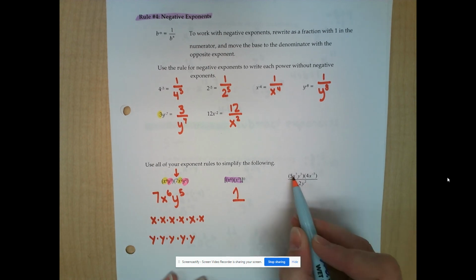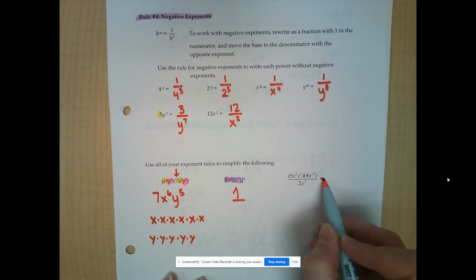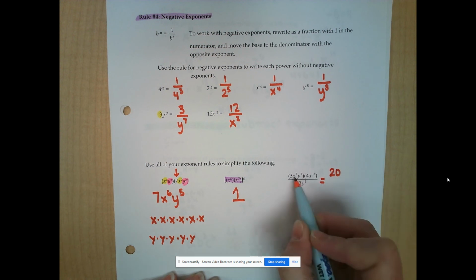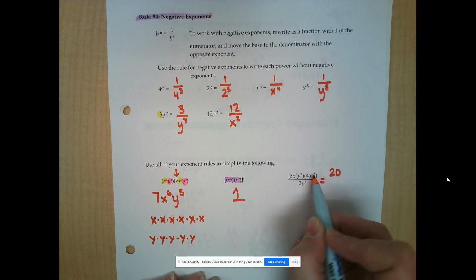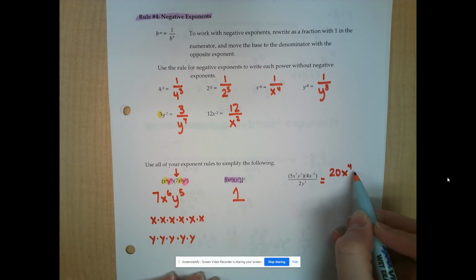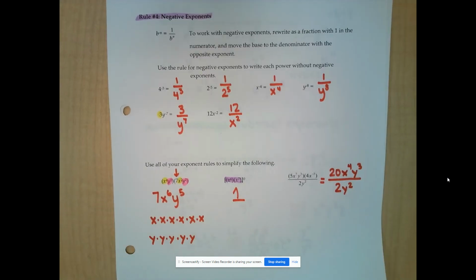Last but not least, this is going to still follow order of operations. I'm going to do everything in the numerator first. So 5 times 4, 20. X to the seventh times x to the negative third. I'm going to add those exponents together for x to the fourth. Y to the third, nothing to combine it with, so it's just going to stay y to the third. I have nothing to do in the denominator, so I'm going to just copy it over.